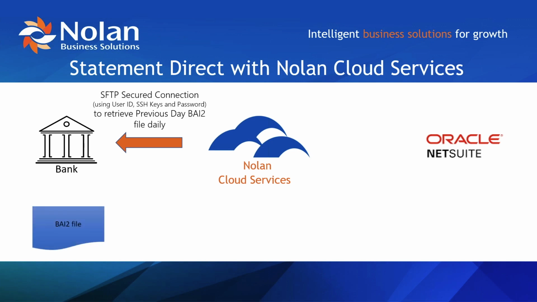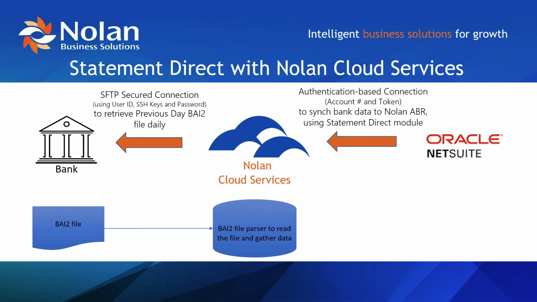This allows us to securely retrieve a BAI file of your activity. Typically, for most banks, this service is a previous day BAI file, allowing us to pull that activity daily into our Nolan Cloud Services platform, where the information is parsed and gathered. Then a subsequent connection, authentication-based for proper security as well, between your Oracle NetSuite environment and our Nolan Cloud Services platform will facilitate the transmission of that bank data as an ABR statement inside of NetSuite.